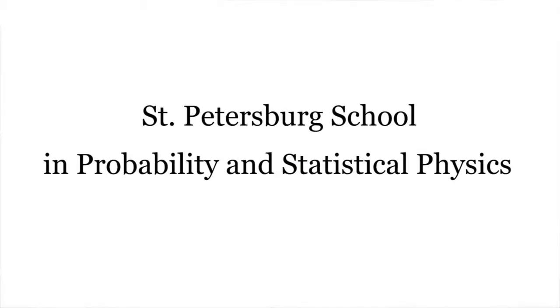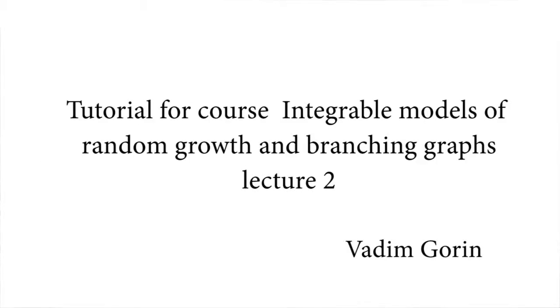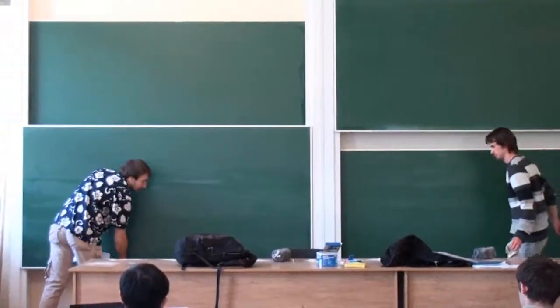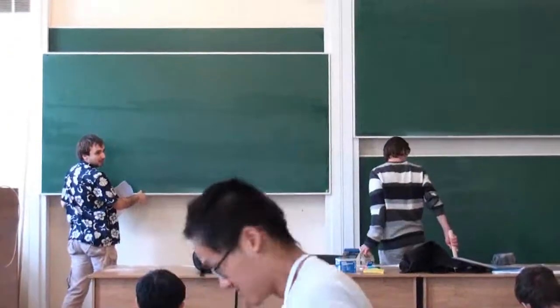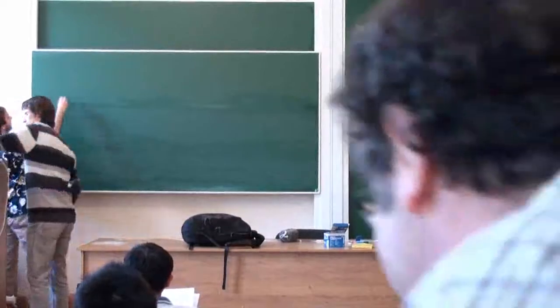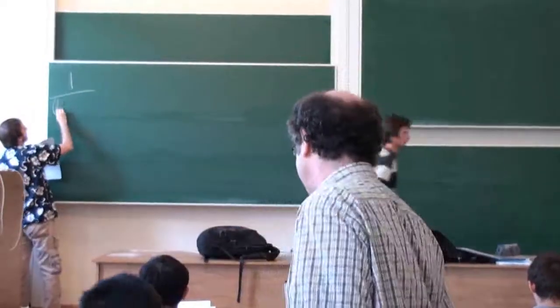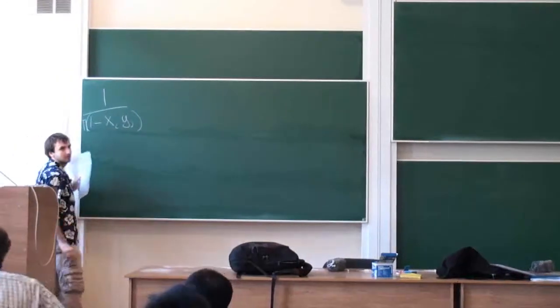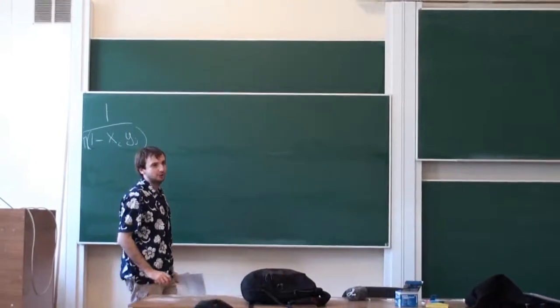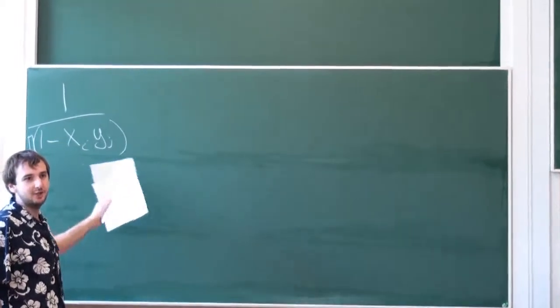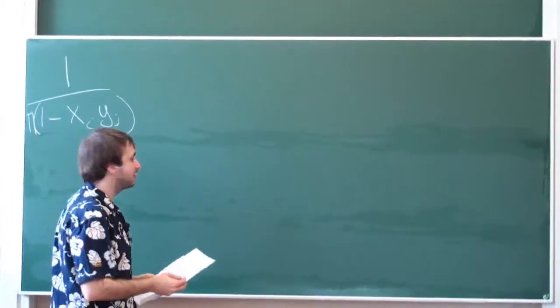So today we will continue our discussion of symmetric functions. Recall that last time we proved several identities involving some sums. The identities were the following. For the product of 1 over 1 minus x_i y_j, we gave several decompositions.